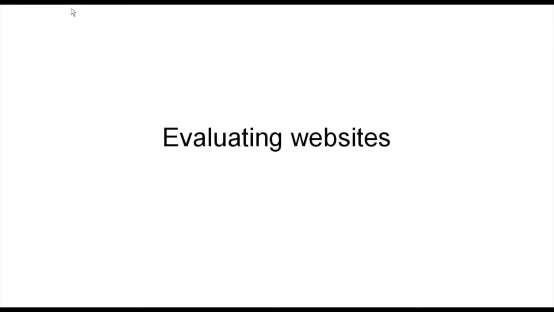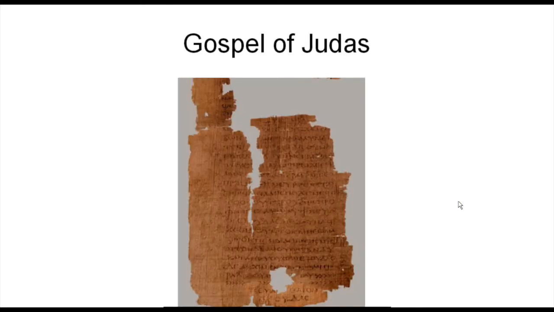Finding and using good academic sources can help you write a better paper and get a better grade. This tutorial will help you to think through the types of websites you should be using for academic papers. As an example topic, we will be looking at websites on the Gospel of Judas, a Gnostic document discovered a few years ago.